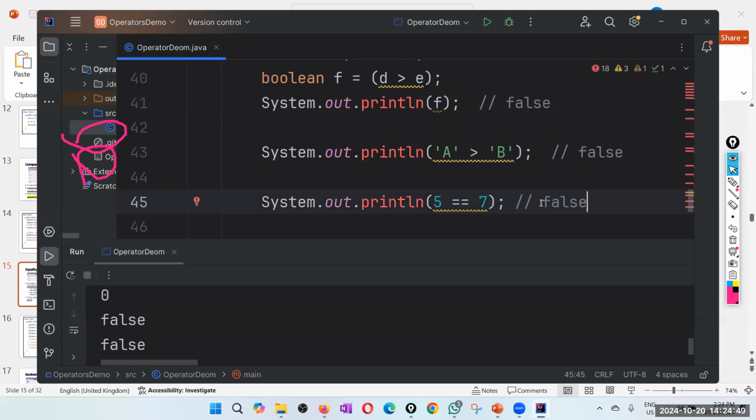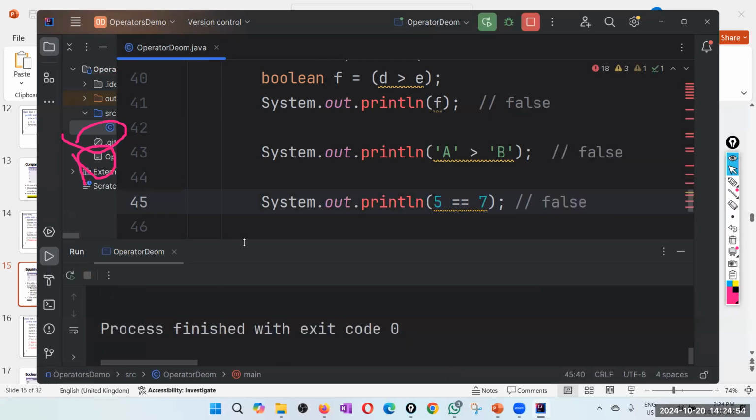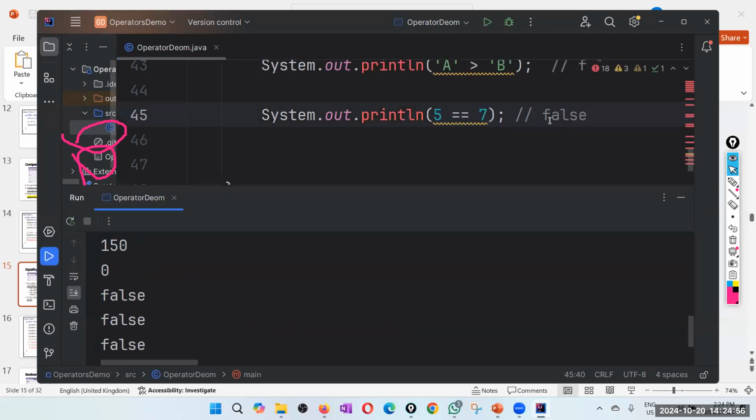Okay, false. Let's run it and see. Earlier we had 2 false. Now we must get 3 false. 3 false. So then what about this?